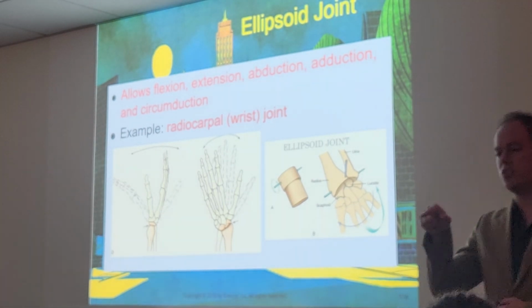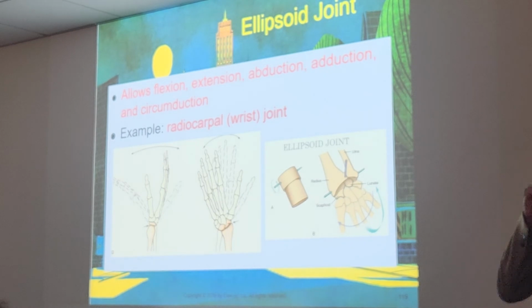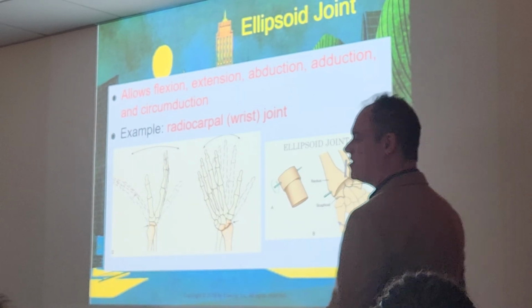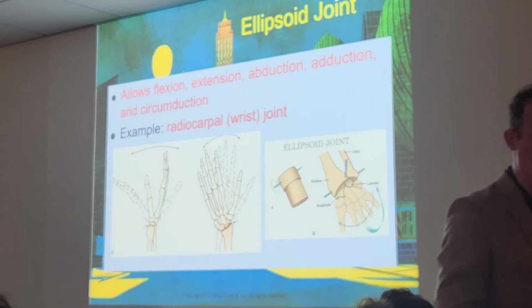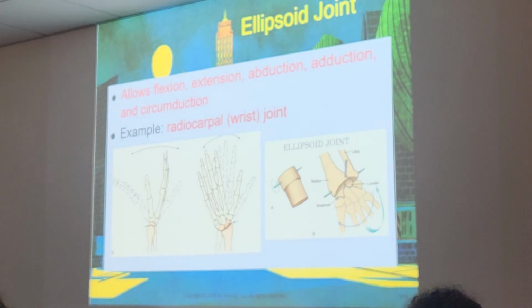We also have ellipsoid joints in our fingers, our phalanges. Fingers, phalanges, digits, and the one thumb. So the thumb has a unique joint that we're going to talk about here next, I believe.